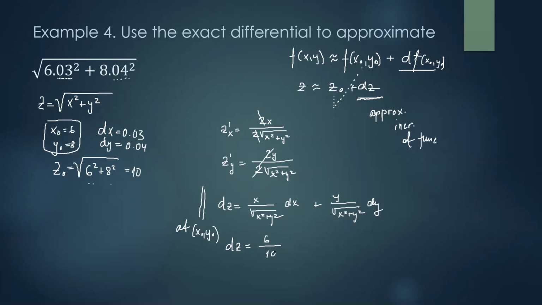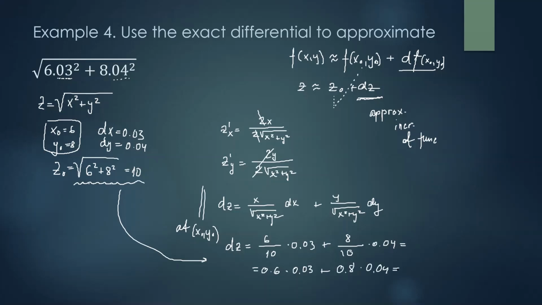So 6 over 10, I know because this is 10. That's how I know to put 10 in there, times dx. But dx is 0.03. Similarly, with y, we have y0, that's 8, divided by 10 again, times dy, which is 0.04. So we see 0.6 times 0.03 plus 0.8 times 0.04.